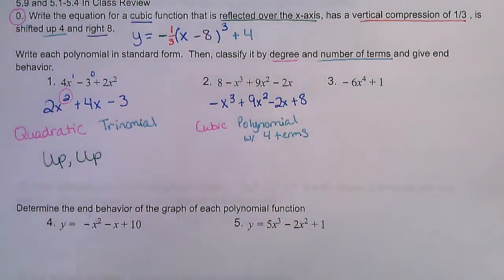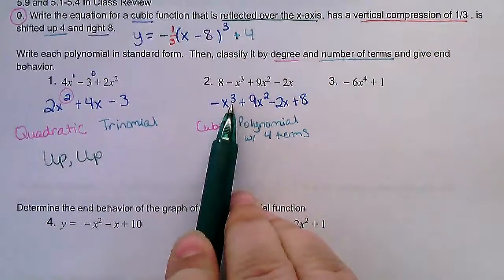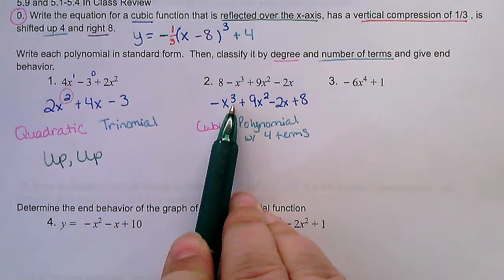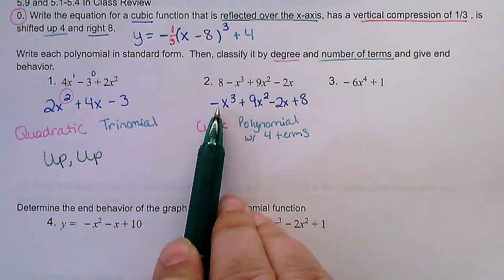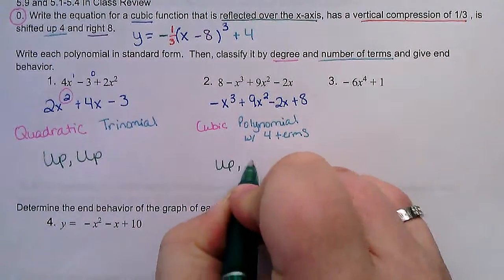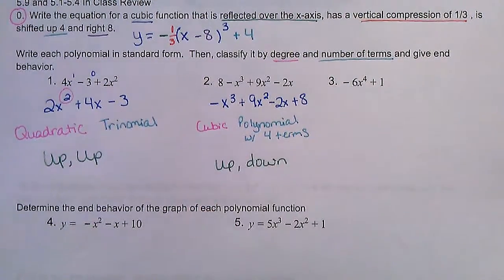Okay, now go back to the end behavior chart. So this time, what's our degree? 3. Is that even or odd? Odd. So look on your odd degree row, and then we have a negative leading coefficient. So what's the end behavior? Up and down.